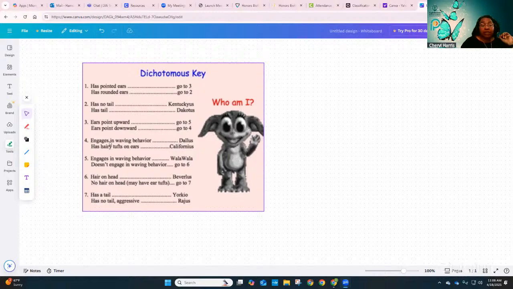Does he engage in waving behavior, or is his hair in tufts around his ears? He's waving at you. Okay. So then that tells you who he is because he is waving. So his name is Dallas. So who am I? I'm Dallas.